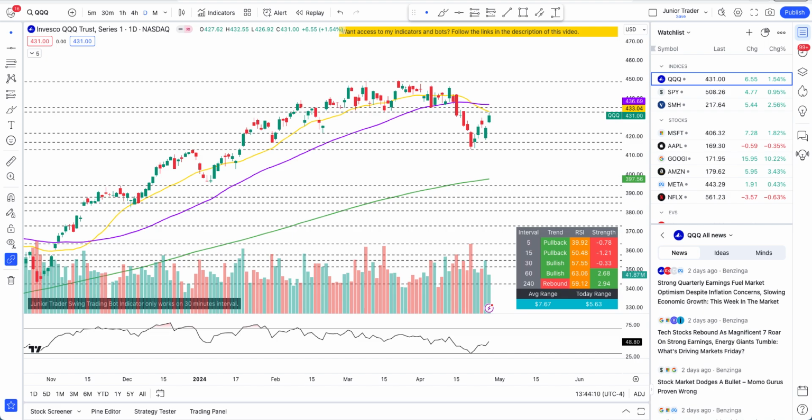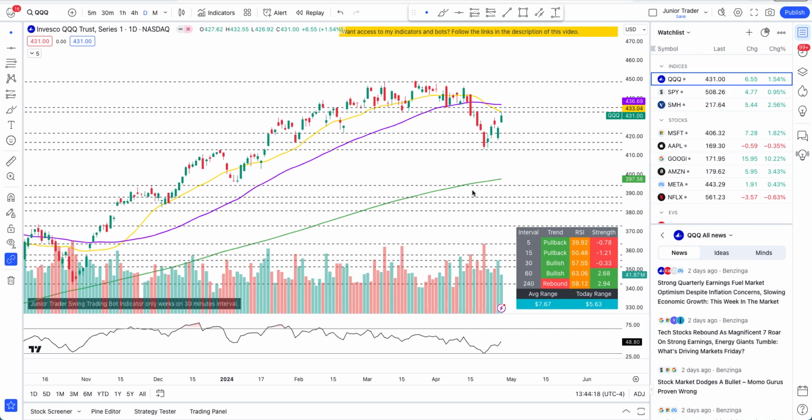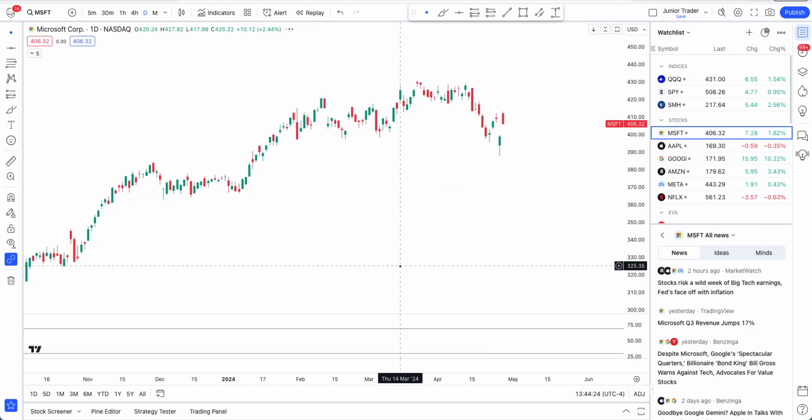So let's begin. I will start off with the tech stocks first, and then we'll come back to QQQ and SPY because QQQ and SPY are derivatives of these other stocks, right? So you'll have a better understanding of what the price action is doing. So Microsoft, starting off with this.